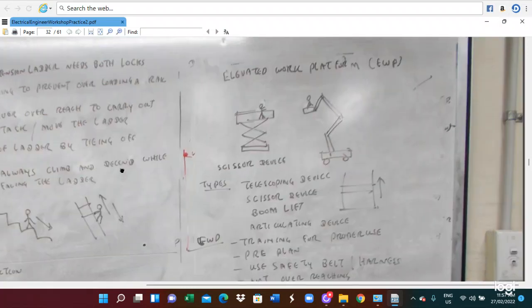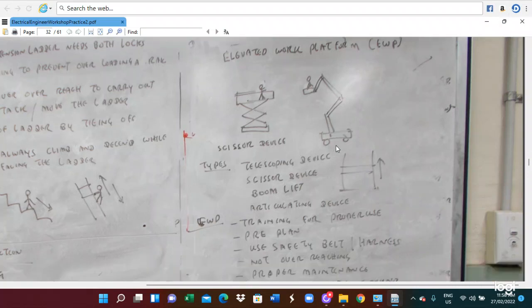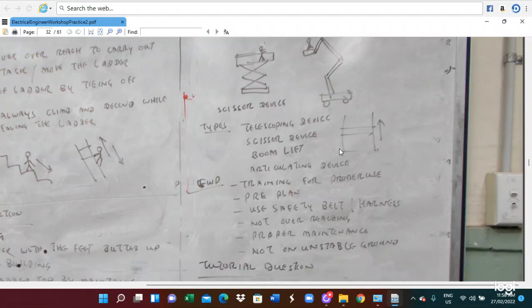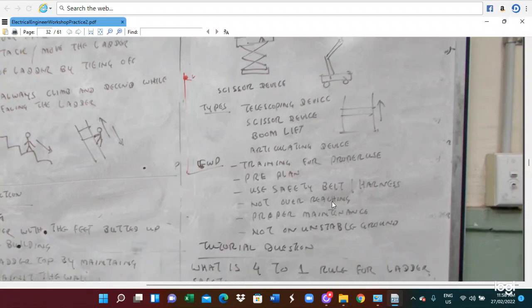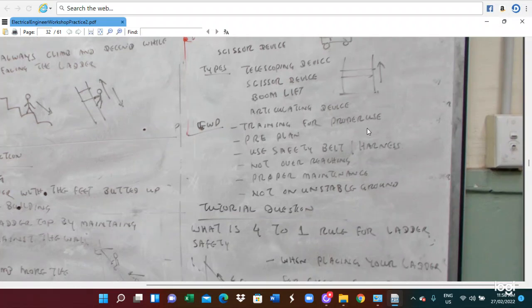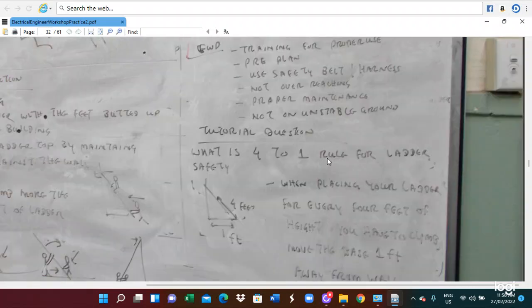Sometimes, for fall protection, elevated work platforms are utilized. So EWPs are also used, as are scissor lift devices and boom lifts. So this is the telescopic scissor device and boom lifts being utilized. The training for appropriate use is an important aspect. If you are using an EWP, you need to attend EWP training. Also, you need to properly maintain the EWP, and not overreaching while using the EWP is also an important aspect.